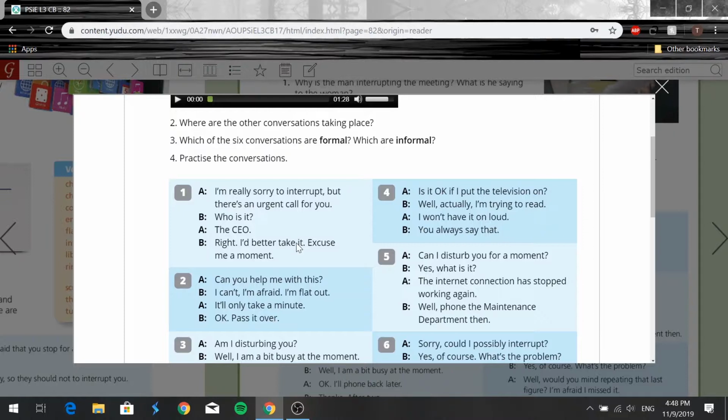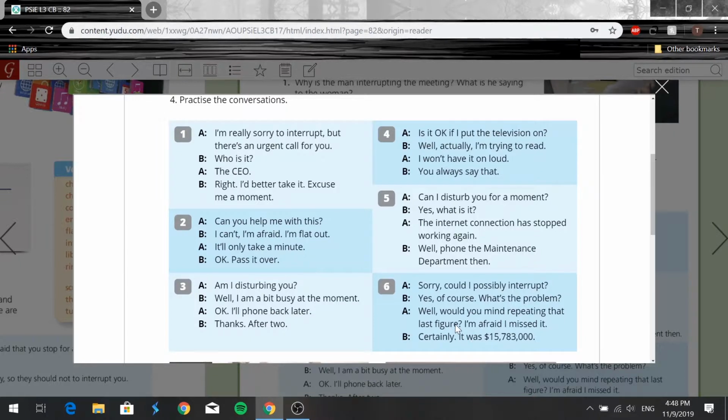Excuse me a moment. Okay, so it looks like he's talking to someone higher than him. So this is a formal call. Okay, it has that respect that you can feel. So 1 is formal. Now let's skip all the way to 6.